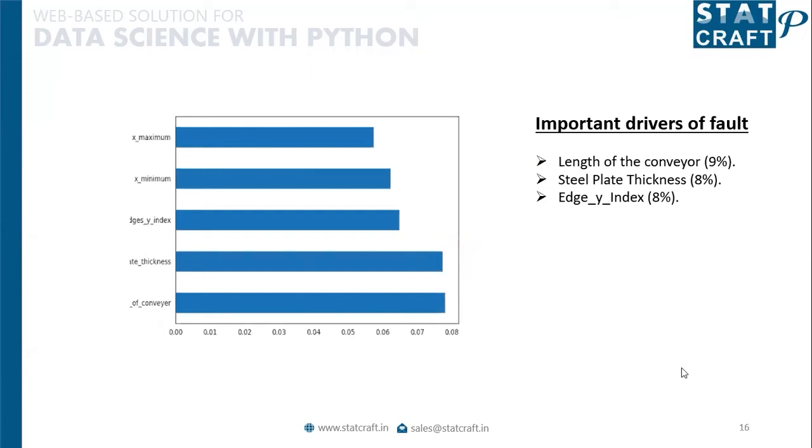This is the output of Statcraft. As I was just saying, length of conveyor accounts for 9%, steel plate thickness accounts for 8%, and edge variable accounts for 8%. So some of the important drivers of fault are being listed here.